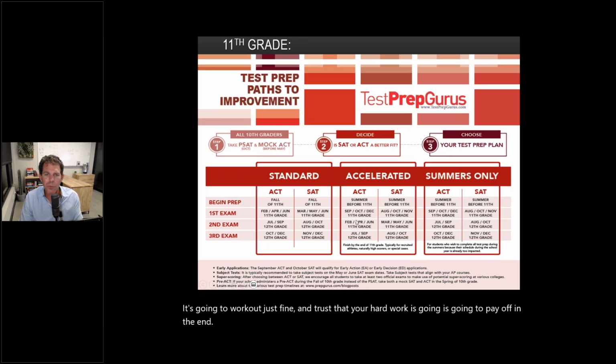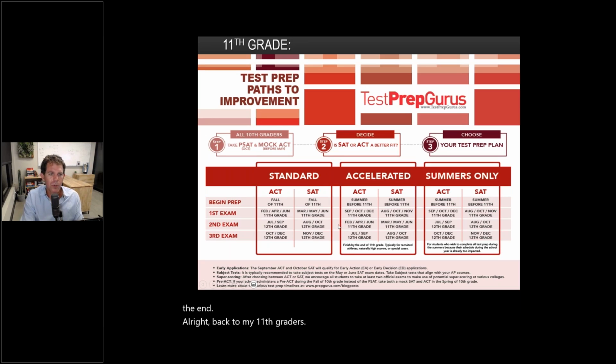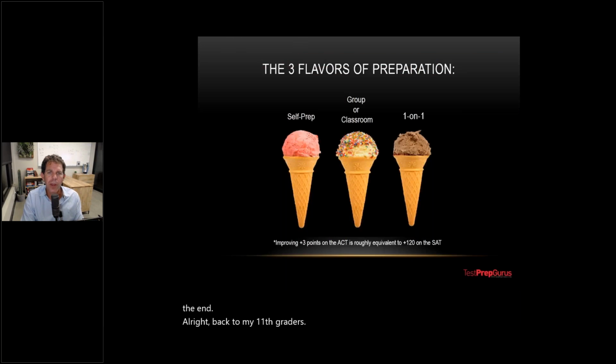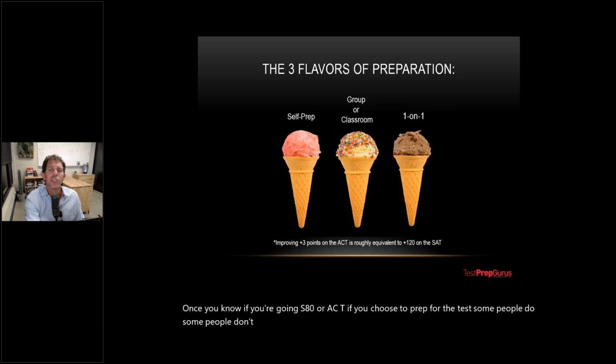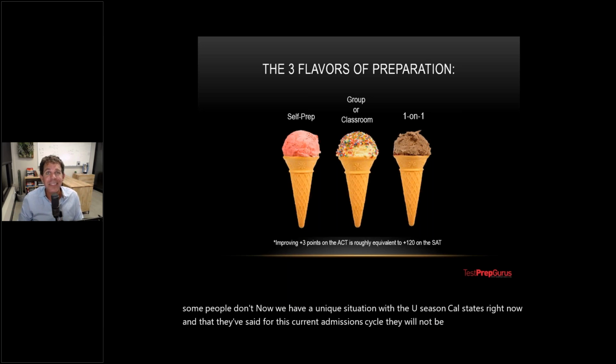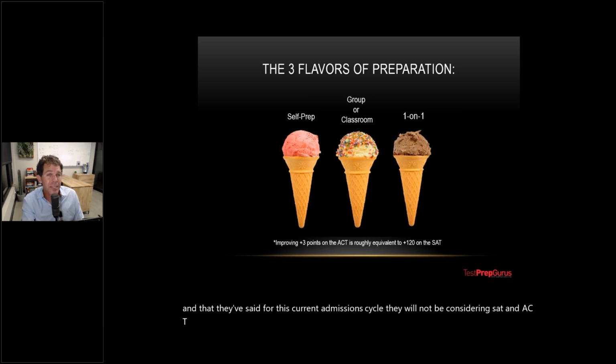All right, back to my 11th graders. We do need to figure out for the 11th graders, once you know if you're going SAT or ACT, if you choose to prep for the test. Some people do, some people don't. Now, we have a unique situation with the UCs and Cal States right now, in that they've said for this current admission cycle, they will not be considering SAT and ACT scores. Will that be the case next year? We don't know 100%. No one knows the answer to that for sure.